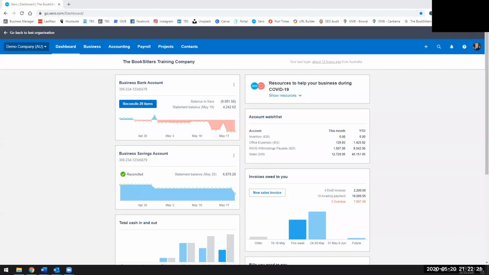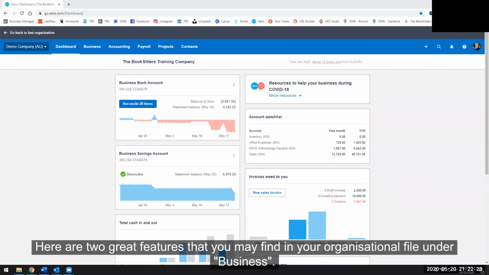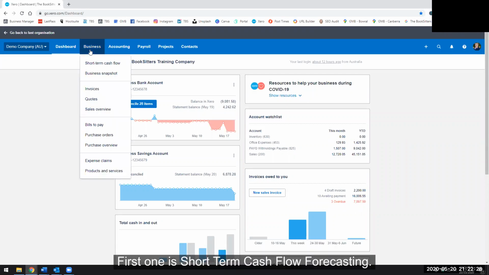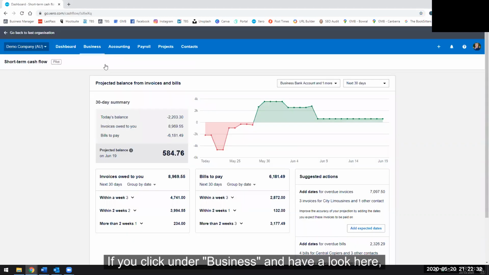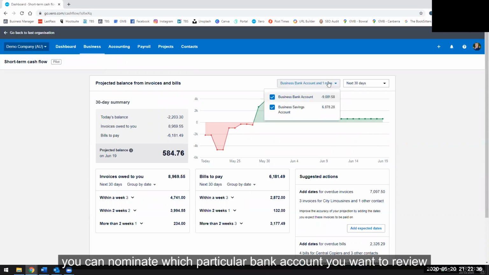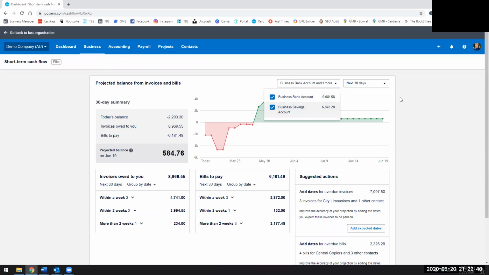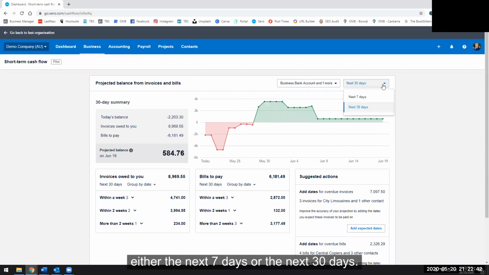Hot off the press today are two great features that you may find in your organisational file under business. First one is short-term cash flow forecasting. If you click under business and have a bit of a look here, you can nominate which particular bank accounts you want to review and over what period of time, either the next 7 days or the next 30 days.